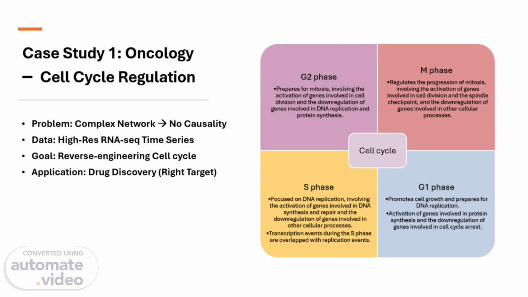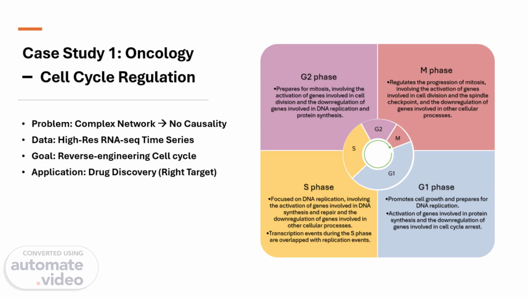Our first case study is in oncology, specifically focusing on cell cycle regulation. The core problem here is the inherent complexity of cell cycle networks and the challenge of establishing clear causality, understanding which events directly drive others. We leveraged high-resolution RNA sequencing time series data to capture dynamic changes. The goal was to reverse engineer the cell cycle to identify critical regulatory points. The application is directly relevant to drug discovery, helping us pinpoint the right target for therapeutic intervention.